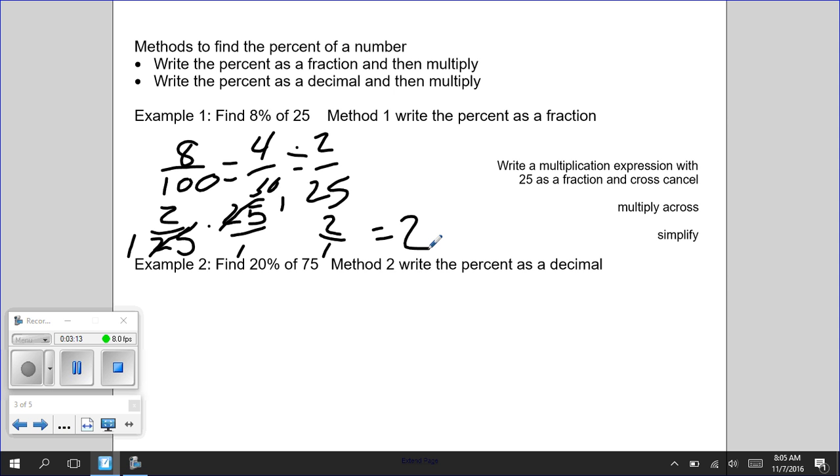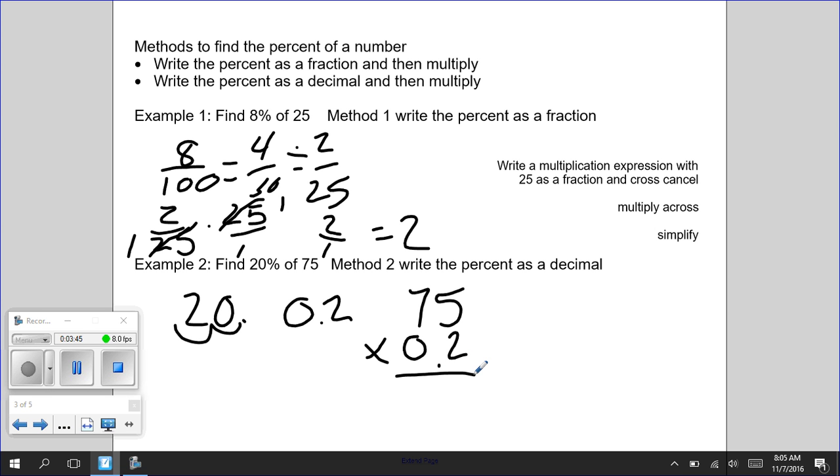Second method, now we're going to write the percent as a decimal. So if you remember from the last slide, 20% turned into a decimal, you would divide by 100, or you take that decimal, which would be behind that 0, and move it over twice. So 20% as a decimal is 0.2. Now we would take that 0.2 and we're going to multiply it by 75. So I'm going to put the 75 on top.